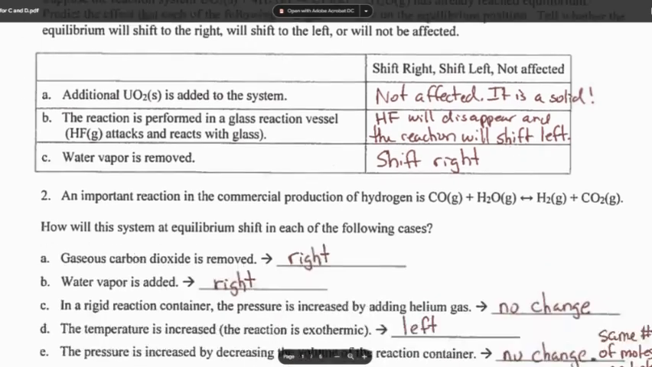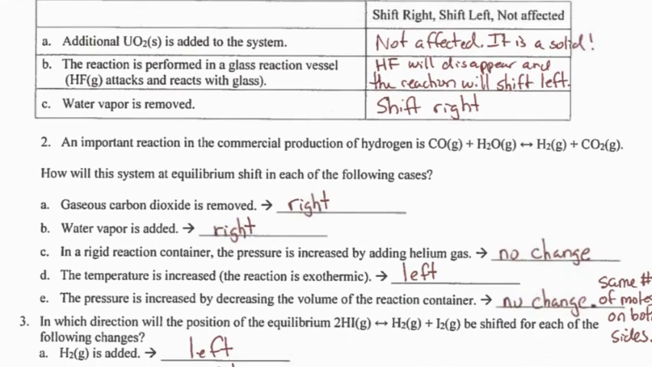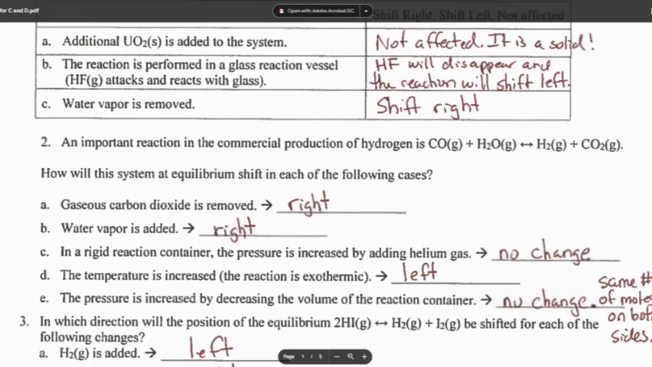All right. Number 2, an important reaction in commercial production of hydrogen. This is a gas, that's a gas, that's a gas, they're all gases this time. All the coefficients are 1. There'll be products over reactants with a whole bunch of first order reactants and products. How the systems shift in each case. See, carbon dioxide is removed, so we have fewer products, so it's going to shift to the right to replace the products. Water vapor is added, we'll have too many reactants, it's going to shift to the right to get rid of those extra reactants.